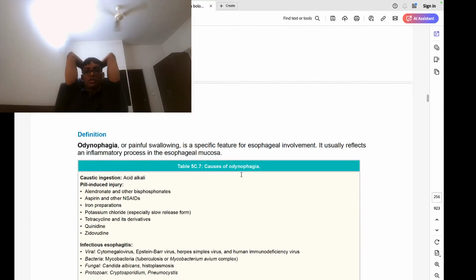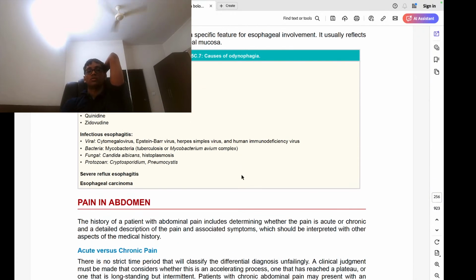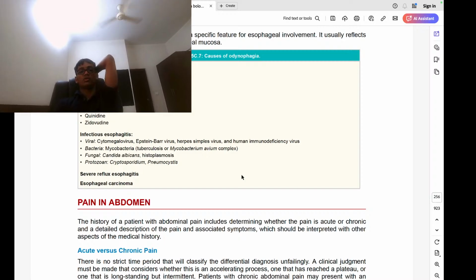Odynophagia is painful swallowing, a feature of esophageal involvement. It usually reflects some inflammatory process in esophageal mucosa. So, caustic ingestion, acid, alkali, pill-induced injury: alendronate and other bisphosphonates, aspirin and other NSAIDs, iron preparation, potassium chloride, especially tetracycline and its derivatives, quinidine, and others.